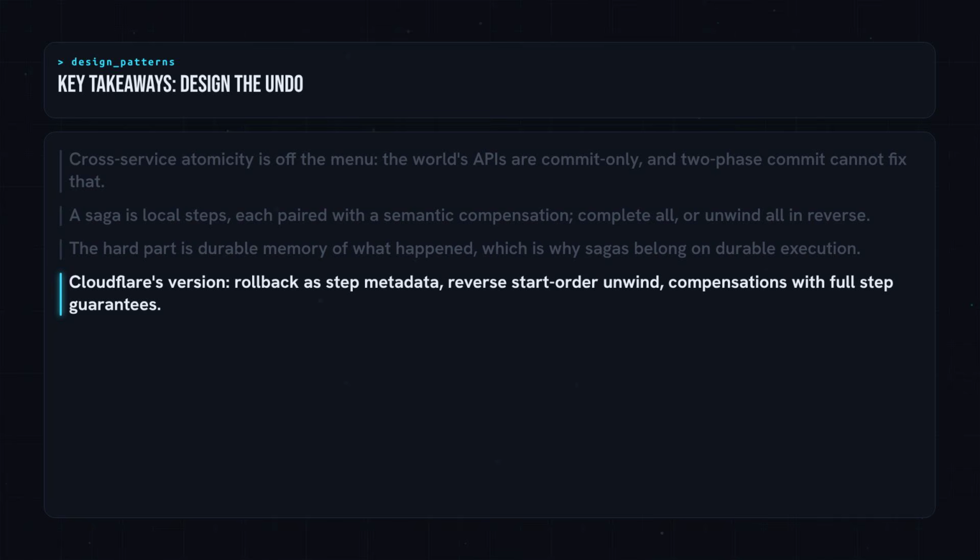Next in the series, episode 4, we stay with distributed data and fix the oldest bug in event-driven systems. You wrote to the database, then the publish failed. That is the transactional outbox.